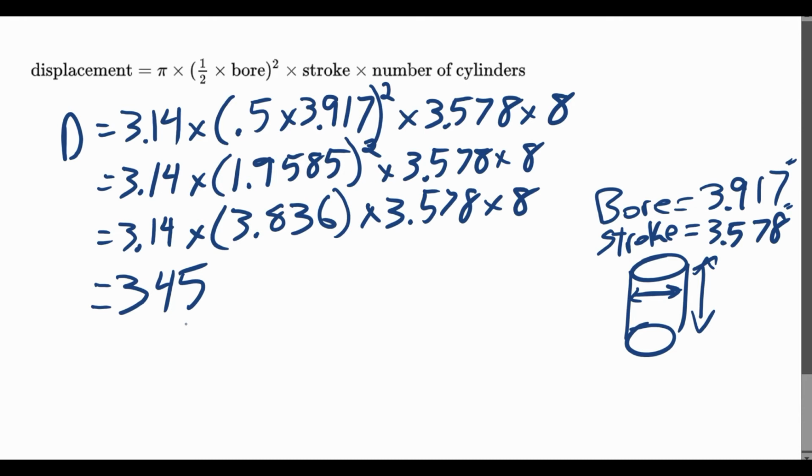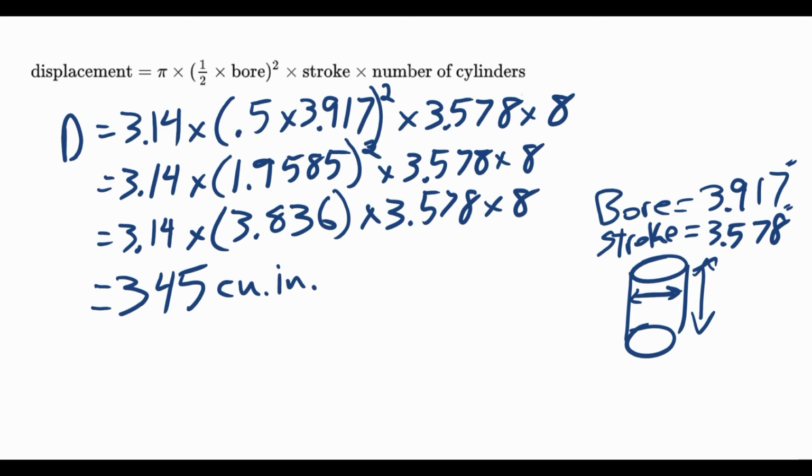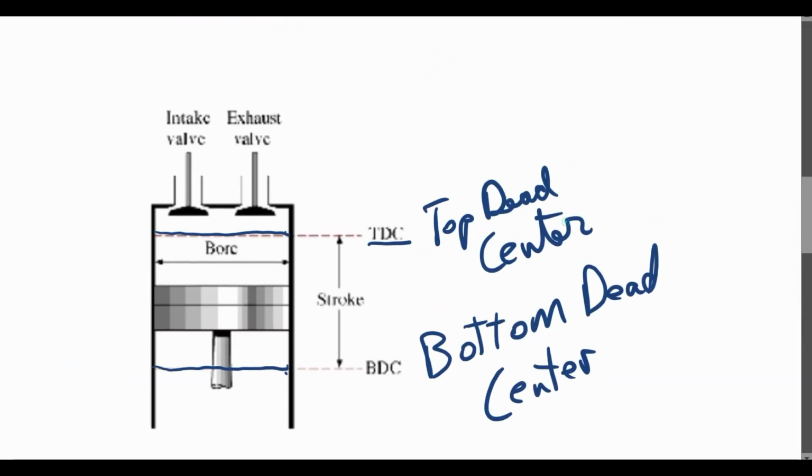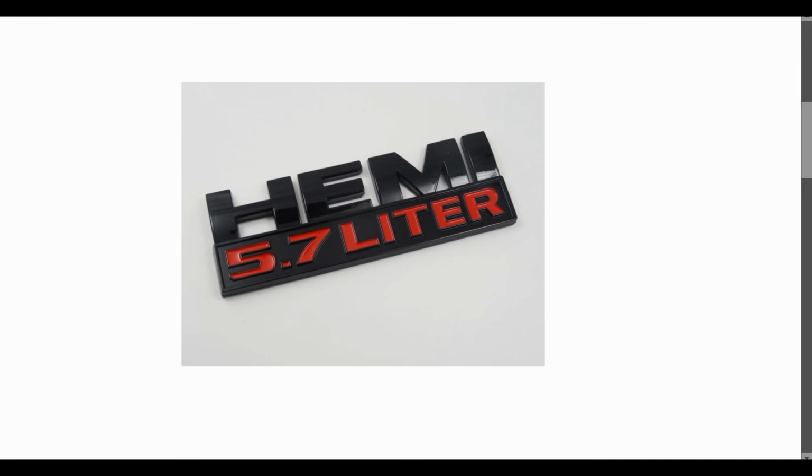345 what? Well, we're in inches, so this comes out to cubic inches. So it's a 345 cubic inch displacement engine. And if we go back to our top picture here, that's exactly what 5.7 is, except 5.7 is in metric. So 5.7 liters equals 345 cubic inches. That's the cubic inch displacement.